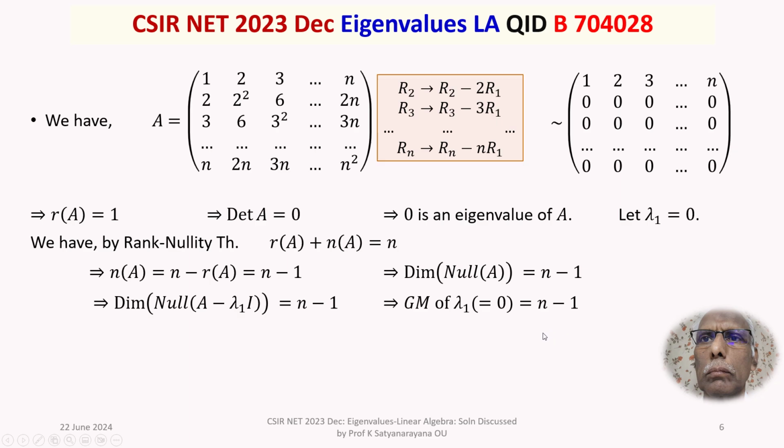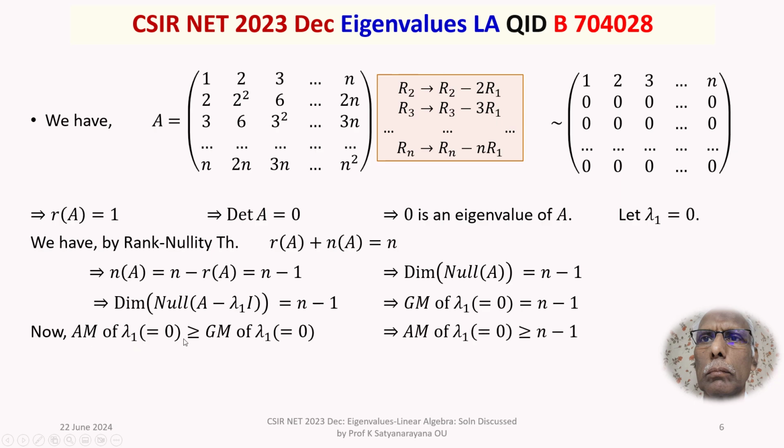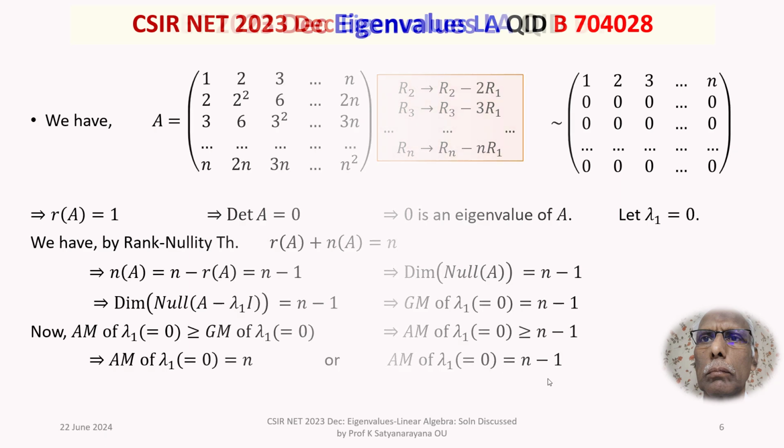And we know the relationship between the algebraic multiplicity and the geometric multiplicity. What is that? The algebraic multiplicity of lambda 1 is equal to 0 is always greater than or equal to the geometric multiplicity of lambda 1 is equal to 0. Therefore, AM of lambda 1 is equal to 0 is greater than or equal to n minus 1. So, we have two possibilities. It is either n or n minus 1. So, the AM of lambda 1 is equal to 0 is n, or the AM of lambda 1 is equal to 0 is n minus 1. We continue in the next slide.